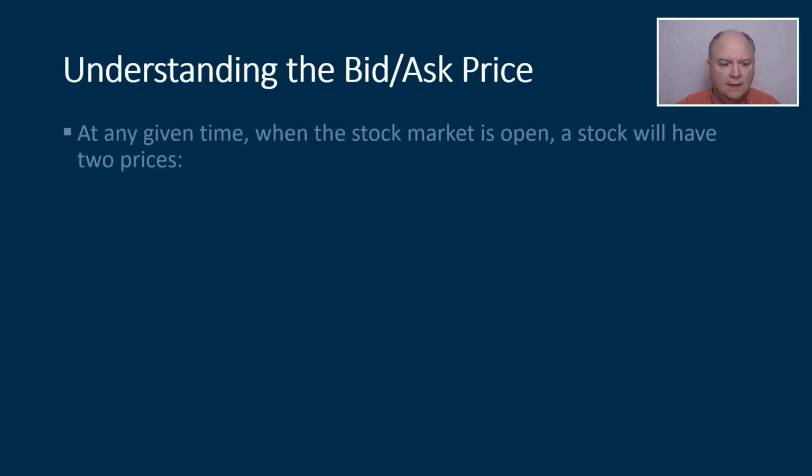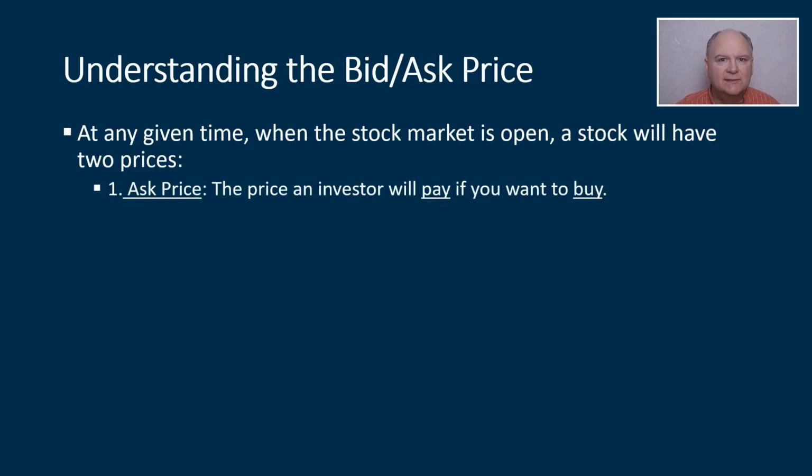bid-ask price. Now, at any given time, let's say you own a stock or you want to own a stock, either way. At any given time, if you were to just stop everything and freeze it, like use the pause button on your remote, you would notice that there are two prices for a stock at any given time. One is called the ask or offer price. I don't use the word offer in my slides, but I just refer to it as the ask price.